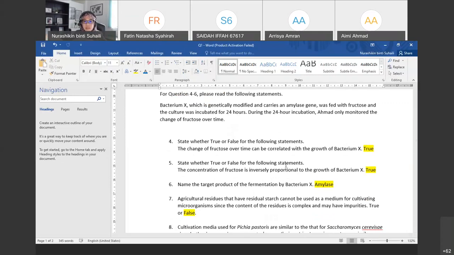Name the target product of fermentation by bacterium X. It's actually in the description here, which is amylase. Why I see some of your answers are ethanol? Macam-macam. Ada yang jawab bacillus pun ada. How you get the answers? I mean, I don't go far. This is bacterium X. It is genetically modified, right? It carries amylase gene. So of course, when it is modified, it must have certain gene of interest that you put into it, right? And the reason why you put it is because you want that gene to be expressed, and of course you want to get the products. So amylase gene, dia adalah gene, tapi yang produknya adalah amylase lah, kan? Betul tak? So amylase is the product, yeah.